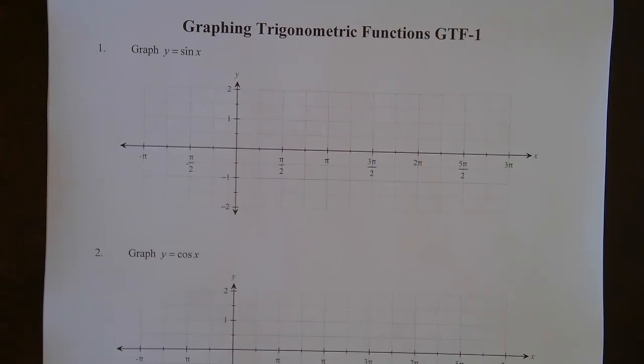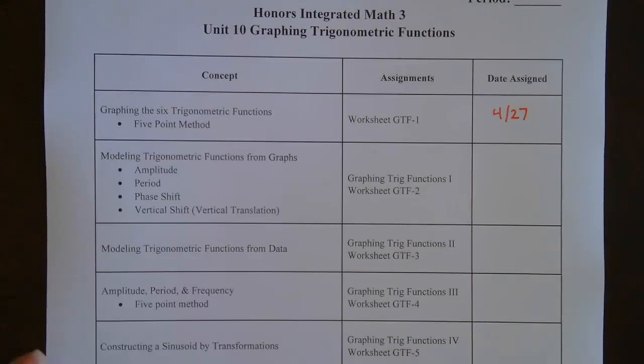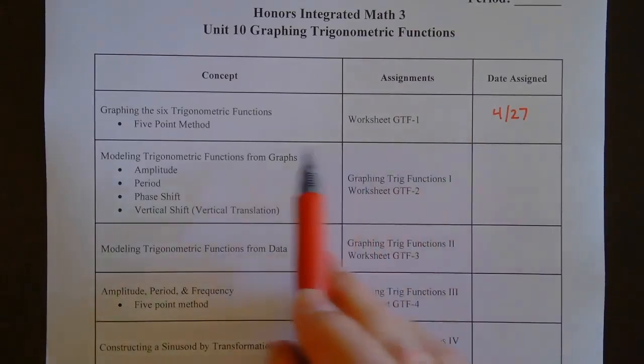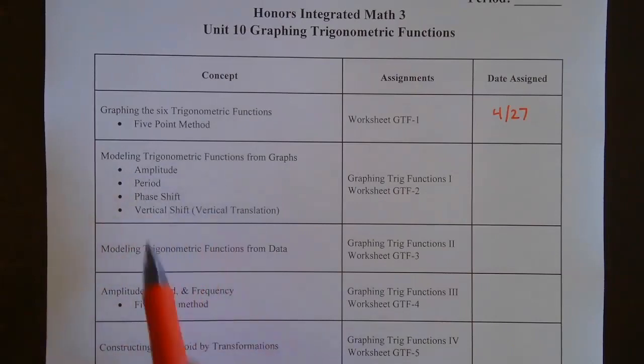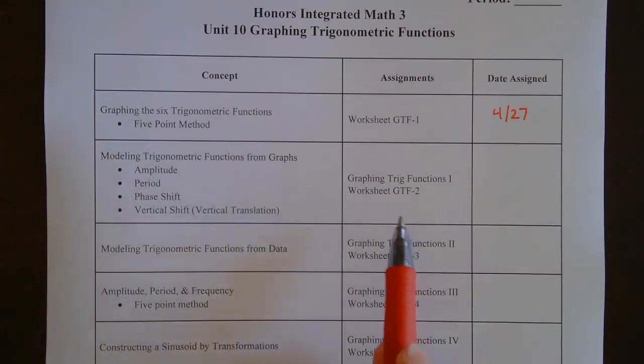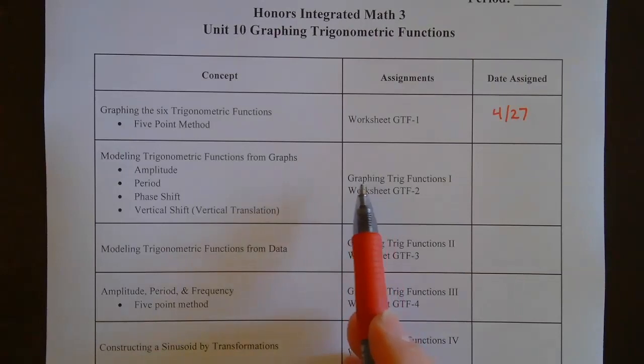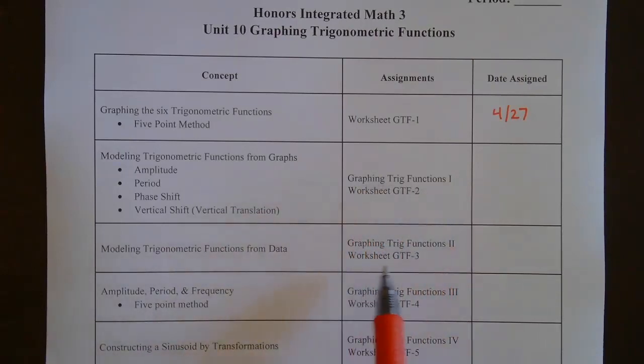So let me give the assignment sheet out and I'll show it to you. Here's the assignment sheet for today, and it's worksheet GTF1, and it's the 5-point method. We're going to start modeling with these trig functions. And then notice here, graphing trig functions 1, graphing trig functions 2. That's where we're going to get the practice of graphing these.